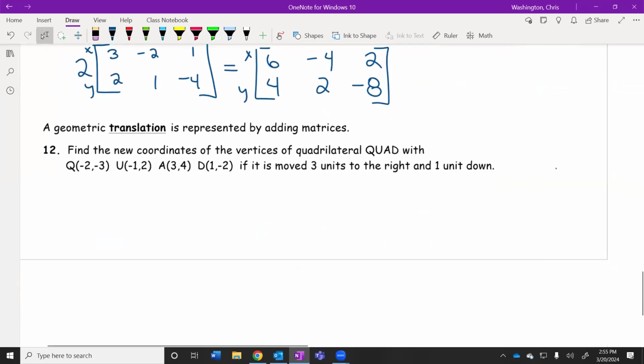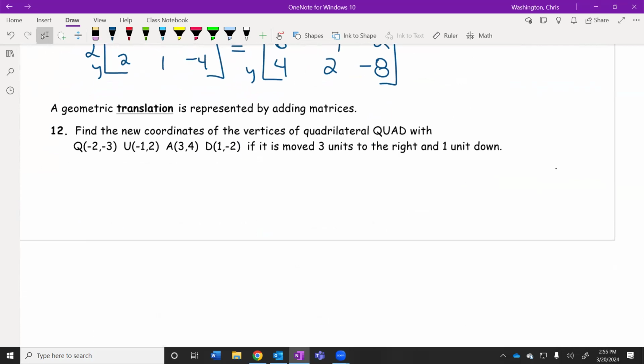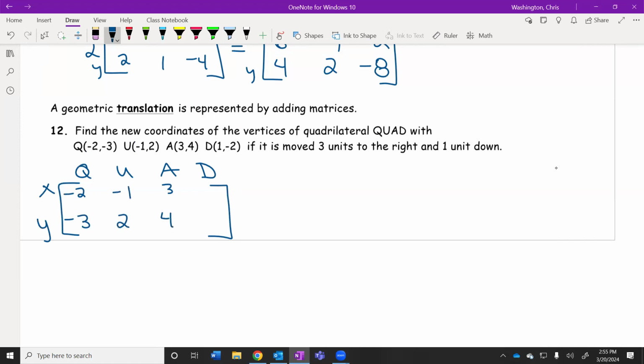We can also use matrices to represent a translation in geometry. In a translation, we're not going to make that shape bigger or smaller because we're not dilating it, but we want to take that shape and maybe move it over and then move it up and down. So in this case, we got a quadrilateral with 4 vertices. The points of the quadrilateral are labeled Q, U, A, and D. We're going to put the X values on top and the Y values on bottom: negative 2, negative 3, negative 1, 2, 3, 4, and 1, negative 2. That's our quadrilateral in a matrix.